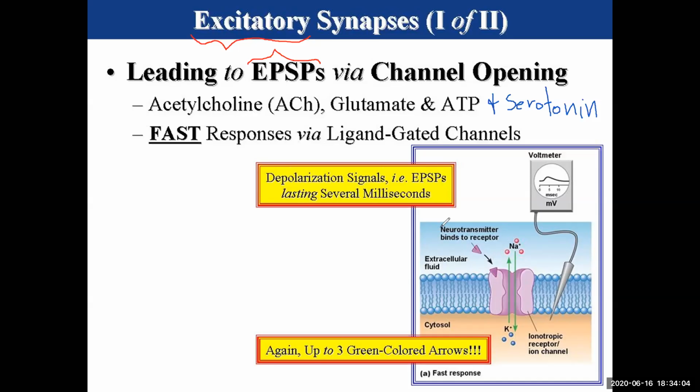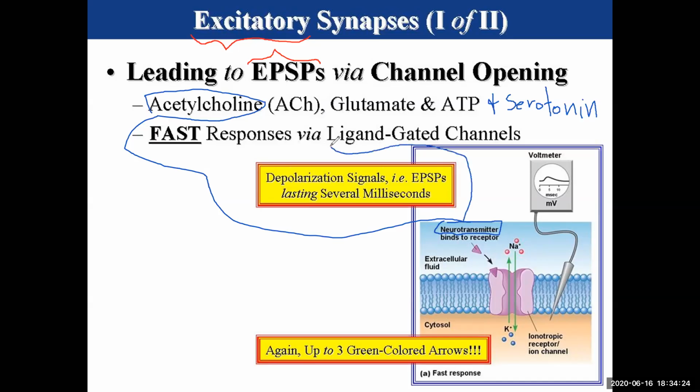shown down here. So the neurotransmitter can be of four types. They can be ACh, they can be glutamate, we can talk about ATP, or it can be serotonin. So these four examples are down here.